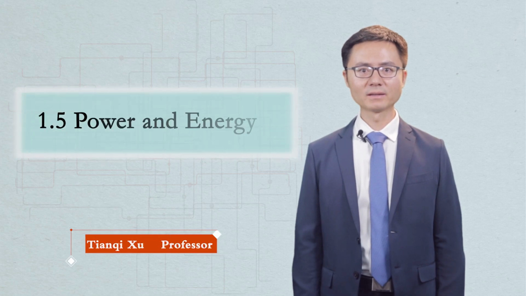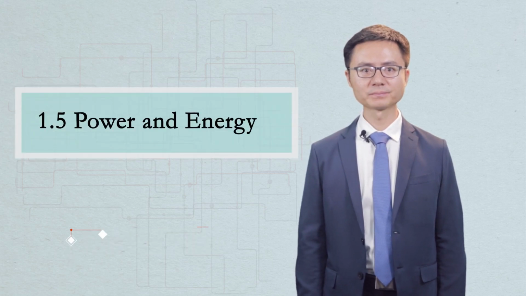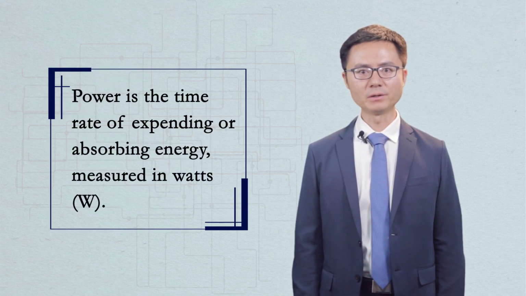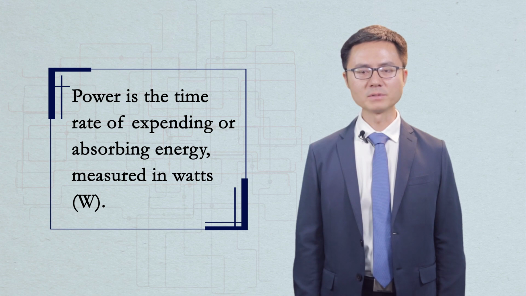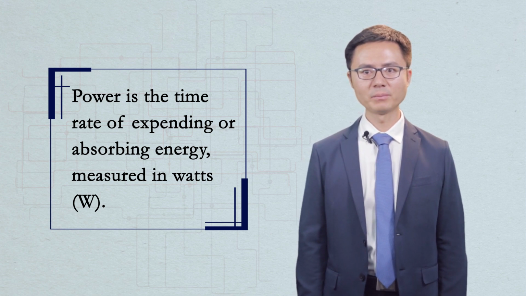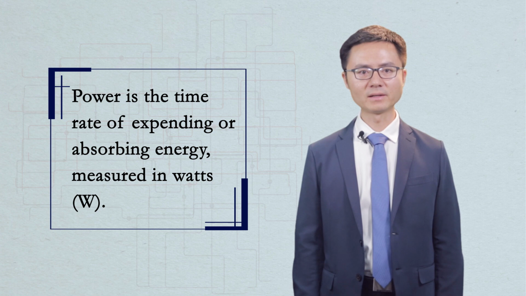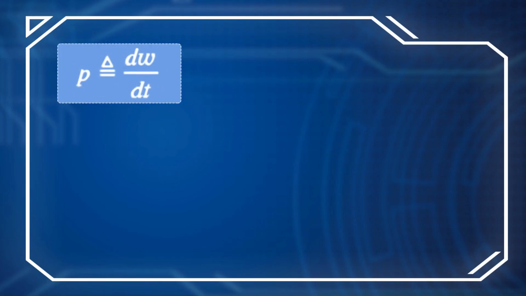Section 1.5 Power and Energy. What is power? Power is the time rate of expending or absorbing energy, measured in watts, W for short. Power can be calculated with its equation P equals dW over dt, which means the derivative of energy W with respect to time t.